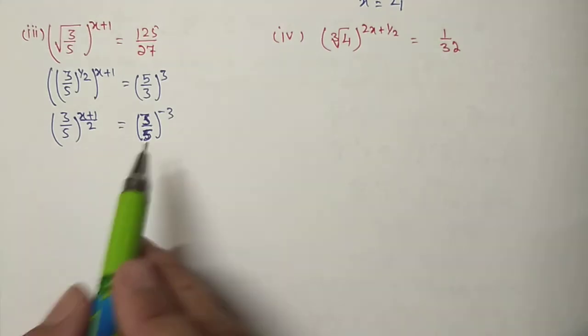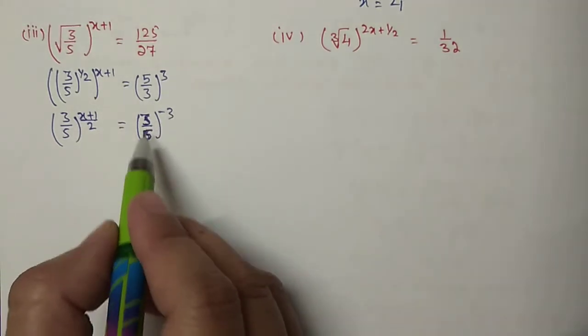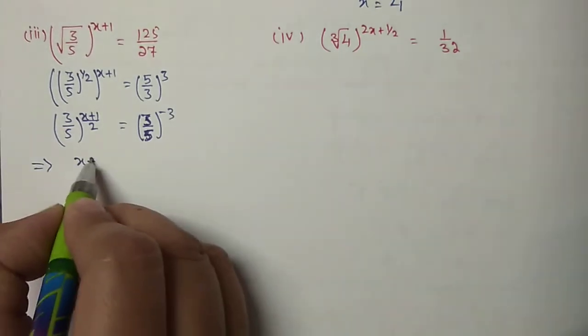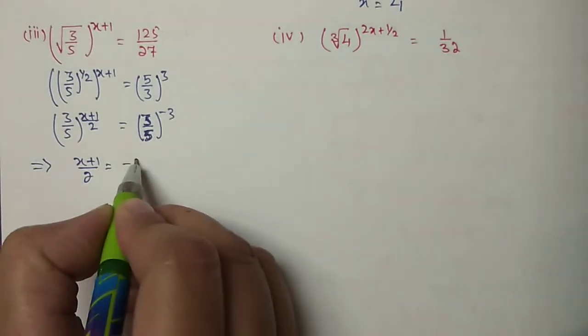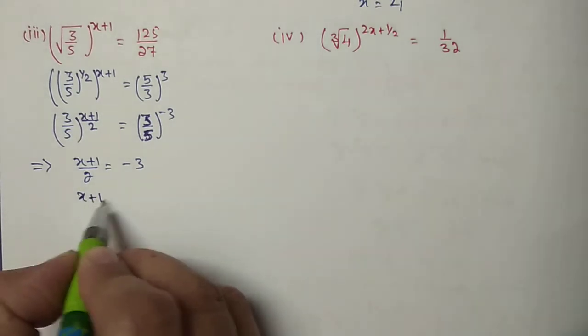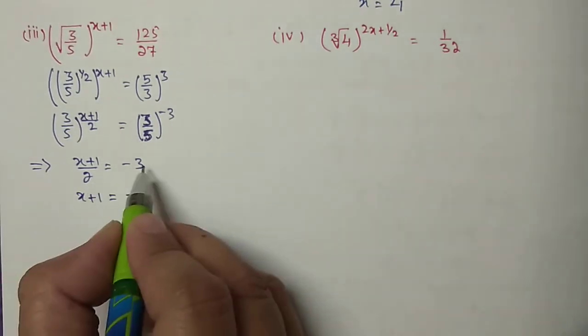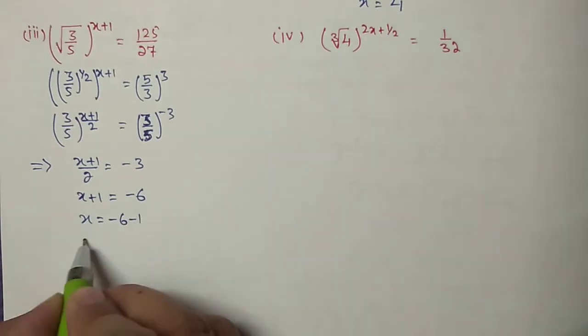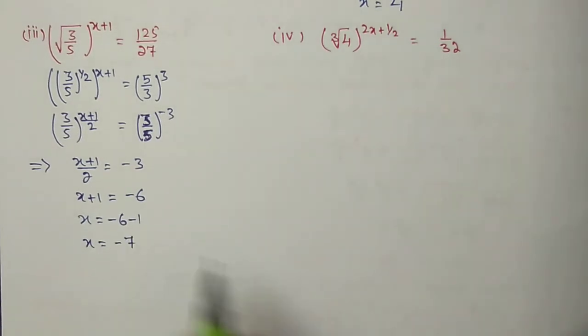So for that we will take the reciprocal and make it 3 by 5. Now we can compare the power. Therefore x plus 1 by 2 is equal to minus 3. X plus 1 equal to minus 6, 2 will go for multiplication, x equal to minus 6 minus 1, x value will be minus 7.